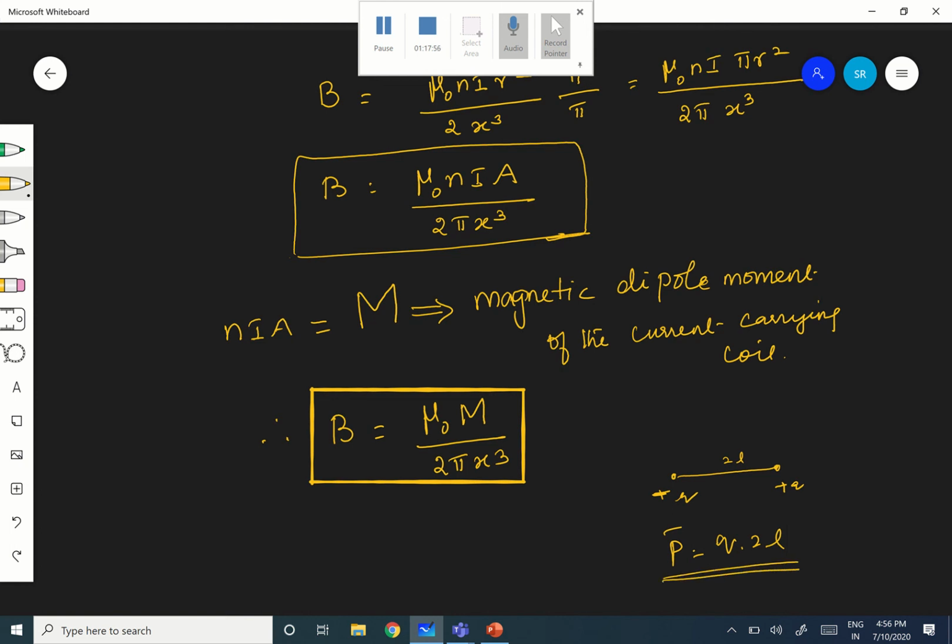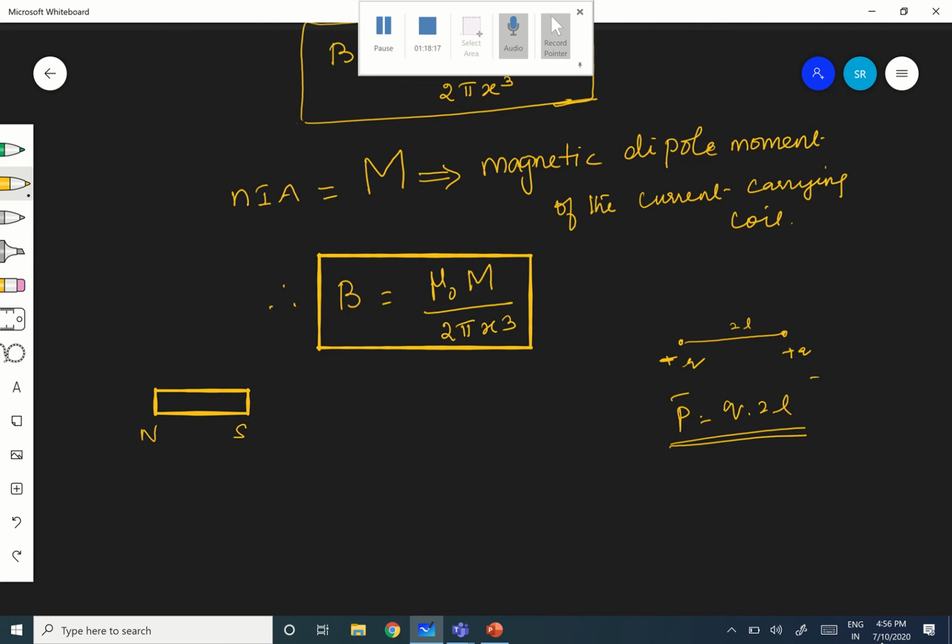Now, what is magnetic dipole moment? Dipole means positive and negative in the electric dipole moment. Here dipole means north and south. See, the ordinary magnet in your lab has two poles, north and south pole. Like that, a current carrying coil, whether it is a circular coil or a rectangular coil, whatever is the case, acts as a magnetic dipole, like a magnet.